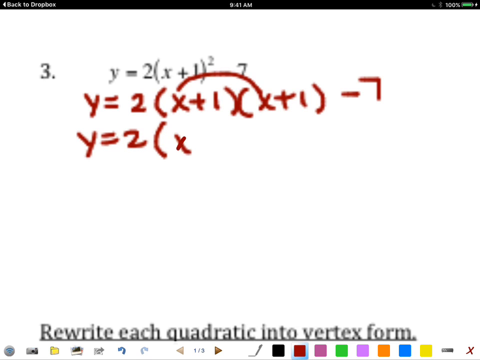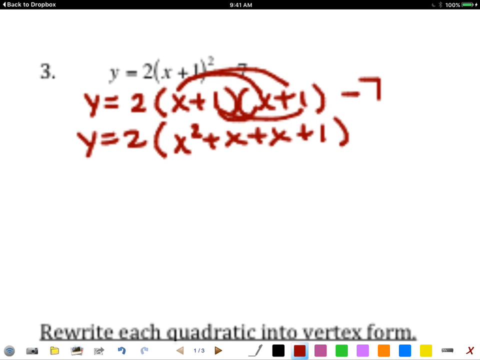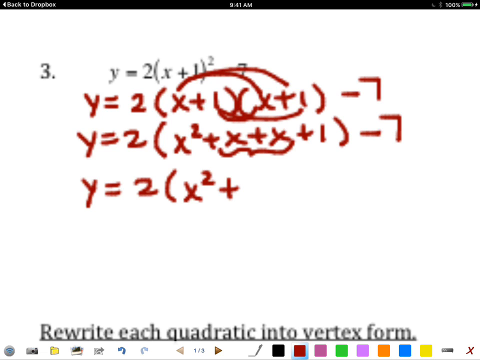X times x? X squared. X times 1? X. 1 times x? X. 1 times 1, 1. Close your parenthesis, drop down the -7. Now, again, at this point, you could go ahead and distribute the 2, but do you see something that you could do, Isaiah? Add the 2 x's. Yeah, this right here could be condensed a little bit better. So y equals 2, and then x squared plus, what's x plus x? 2x. 2x plus 1, close it, and then -7.